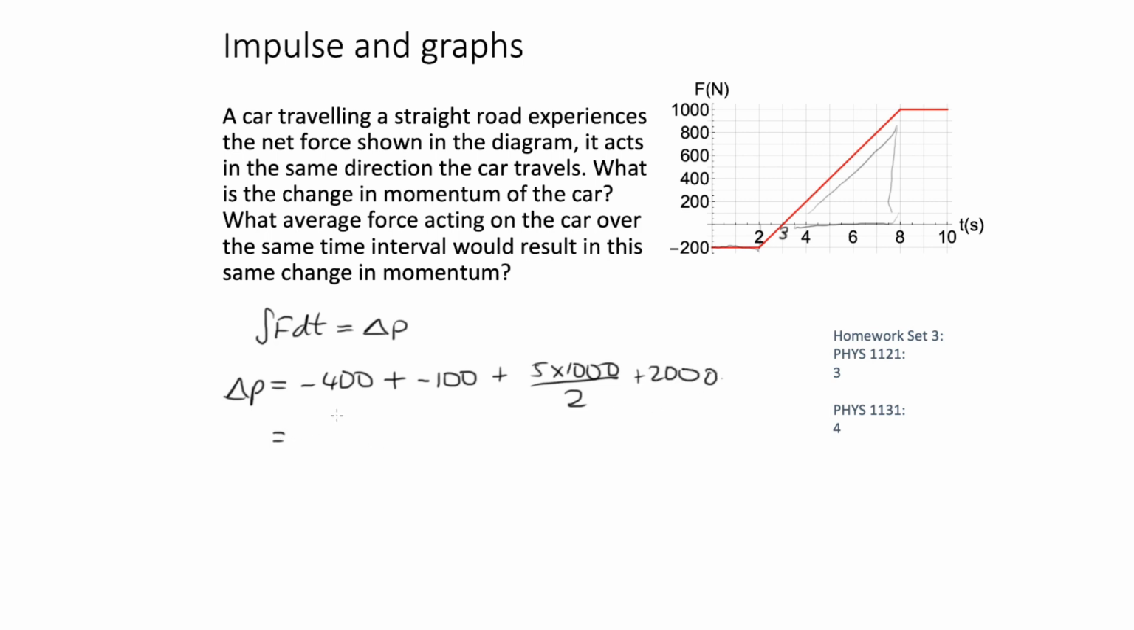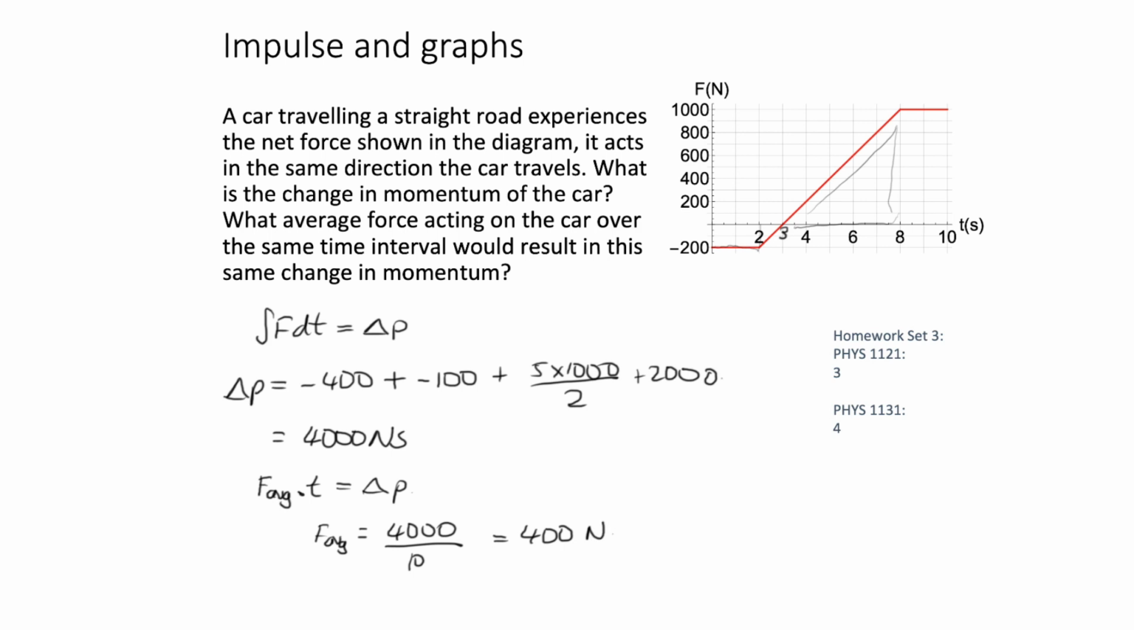So we can work out what this is. This is equal to 4,000 Newton seconds as the change in momentum. If I want to know what average force would give this same thing, I can say F average times T is equal to the change in momentum. So F average is equal to 4,000 divided by the time, and this was a 10-second time interval, so this would be equal to 400 newtons.